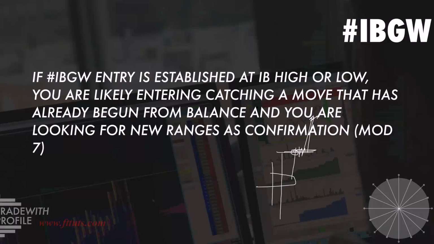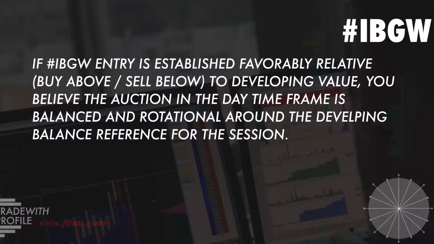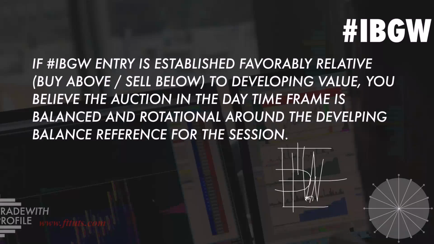If, however, you're taking the go with trade that is established favorable relative to value, so that's where I've already taken out IB high, but now I'm trading down here. In this sense, I believe that the auction that's in front of me is a balanced and rotational day that's going to keep rotating inside of this balancing range back toward that middle. So that's why when I take that trade, I'm looking for the trade to come back here initially and then maybe to the other side of the range as a second target.